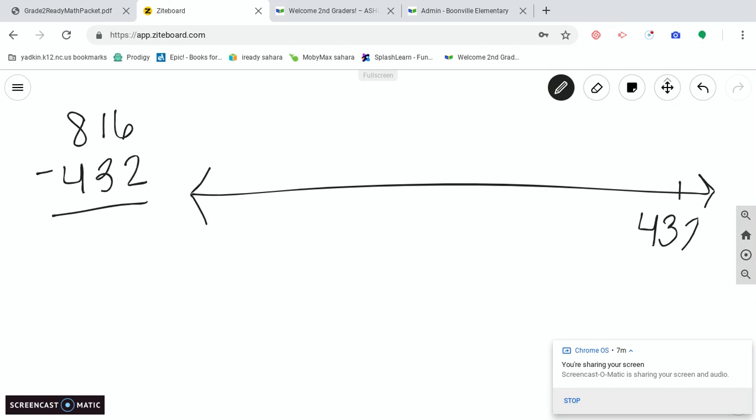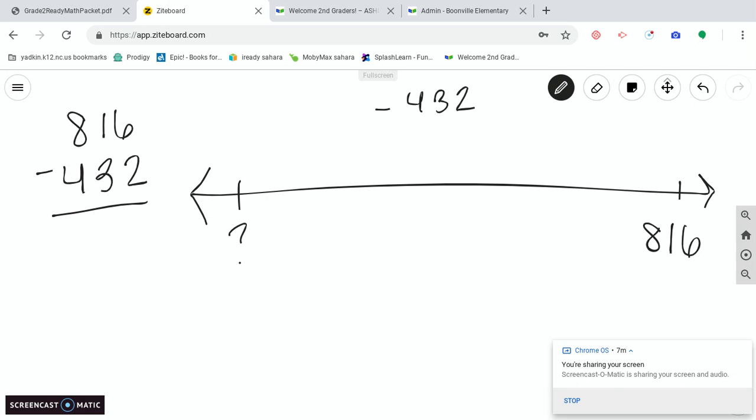So this time I'm going to start at 432, or not 432. We're going to start at 816, and we're going to subtract back 432. So 432 will be in my jumps, and then my answer will be where I land. Okay, so this one is actually a little bit more like the problem is written. So in that way, it's kind of easier, but as to actually working out the problem, I think it's a little bit harder.